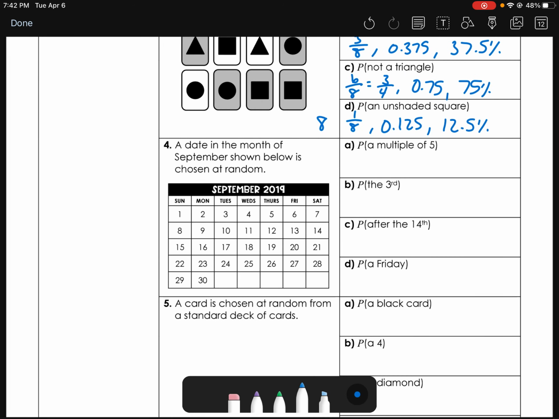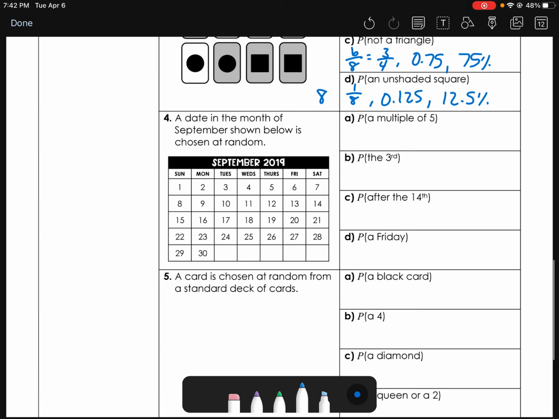Couple more left. All right, number 4. A date in the month of September shown below is chosen at random. So looking here, you can see that I have 30 possible outcomes.